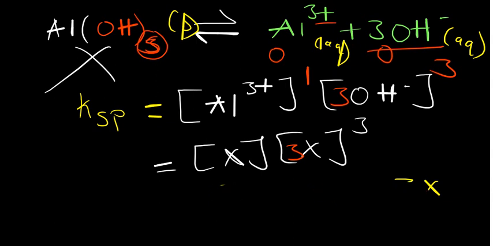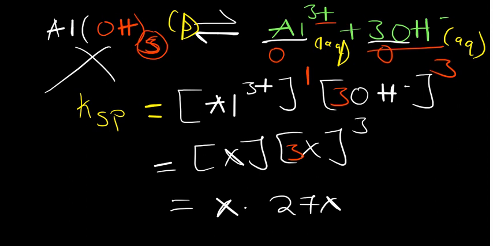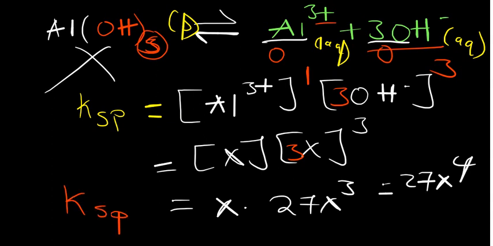So there's no need of even coming up with an ICE table. It's just a matter of understanding that. Go by what you have. Here you have x, there you have 3x. Then they're supposed to be raised to their stoichiometric power. So you have x multiplied by 27x to the power 3, which is 27x to the power 4. If I give you x, in this case it denotes what? We've said this is the KSP. Now x on the other side denotes the concentration, which we are calling what? The solubility. Are we together?